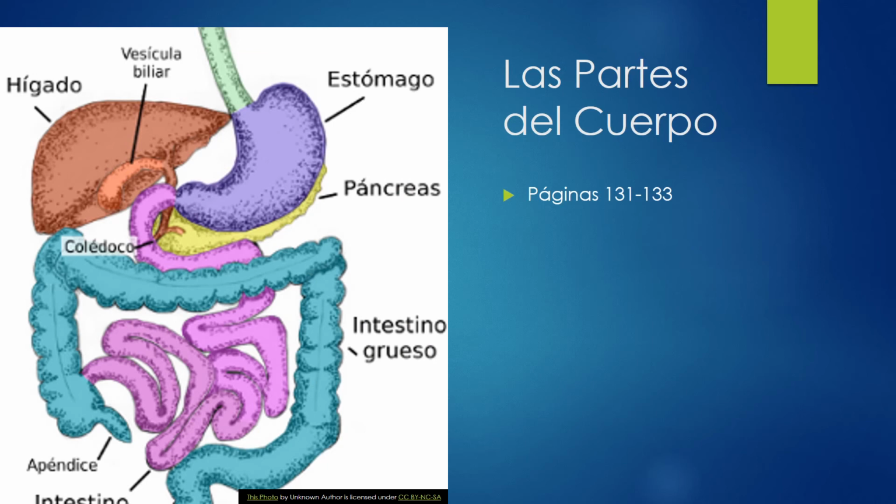Here are some internal parts of your body. You can take a look at that chart. We're not going to get into too much detail, but again, if you want to look at your textbook on pages 131 to 133, there's a ton of vocab.